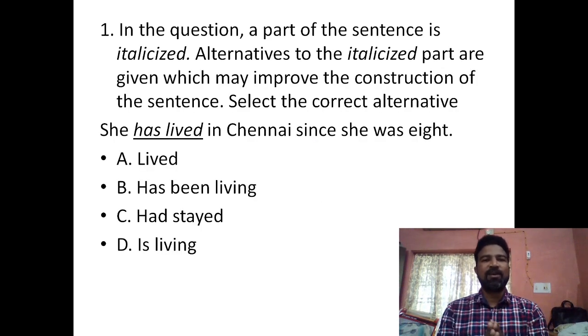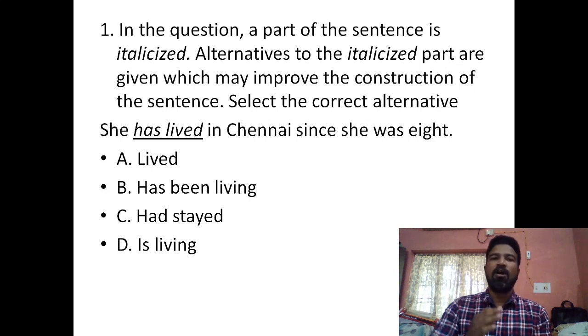Here's the question. In the question, a part of the sentence is italicized. Alternatives to the italicized part are given, which may improve the construction of the sentence. Select the correct alternative. She has lived in Chennai since she was 8. I read the question again: She has lived in Chennai since she was 8. The 4 options are A, lived; B, has been living; C, had stayed; D, is living. Now start the time. 5 seconds of time is given for you. Guess the right option, and after 5 seconds I will reveal the correct answer.